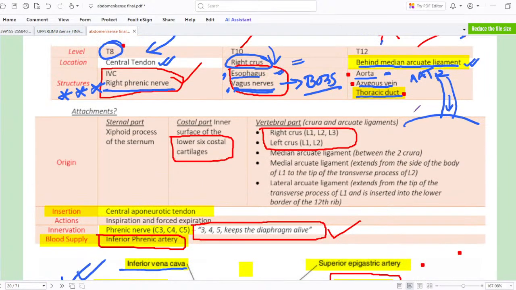Now, the origin of the diaphragm: sternal part, costal part, and vertebral part, lumbar. Sternal part from the xiphoid process of the sternum. Costal part from the inner surface of the lower 6 costal cartilages. And the vertebral part, on the right side from number 1 to 3, and on the left side number 1 and 2.